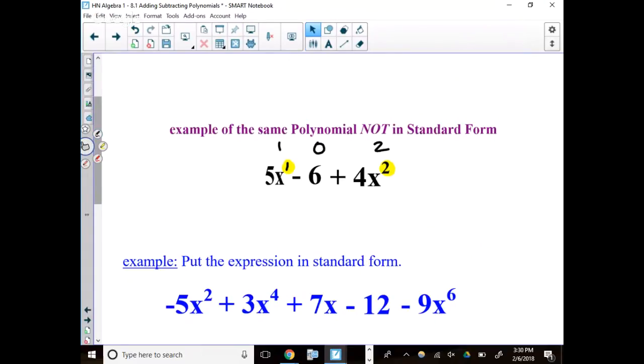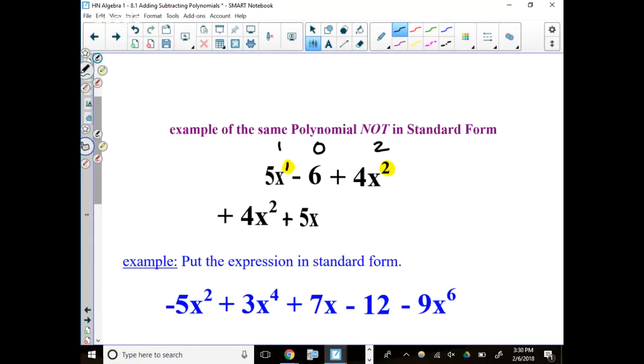So when we say from highest to lowest, we mean that the highest degree, so 4x squared, needs to go first. Then 5x, which would be plus. There's a plus in front of that, it's positive. And then minus 6. So this would be in standard form.